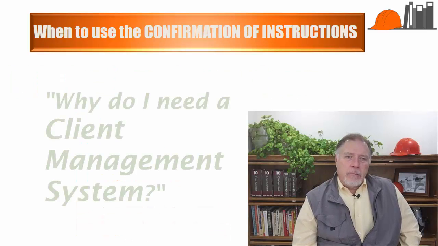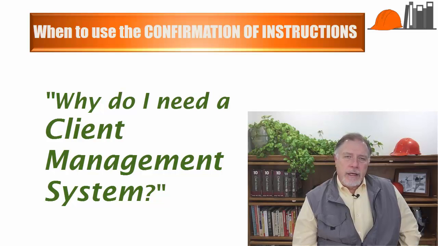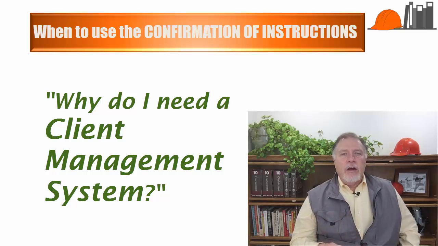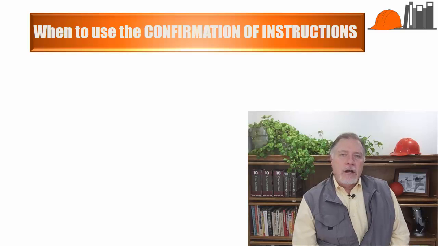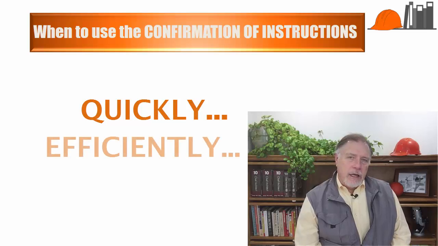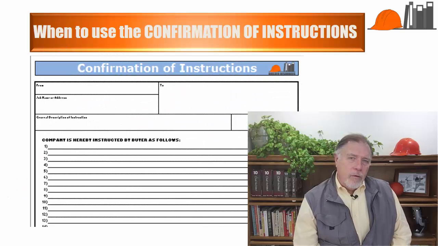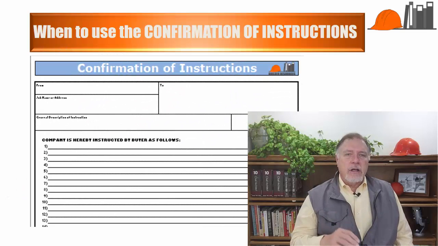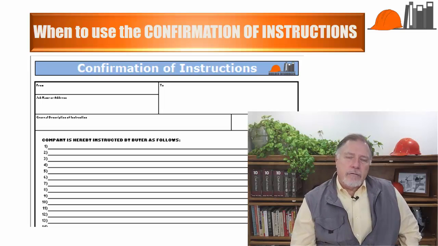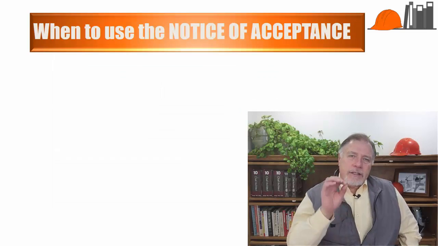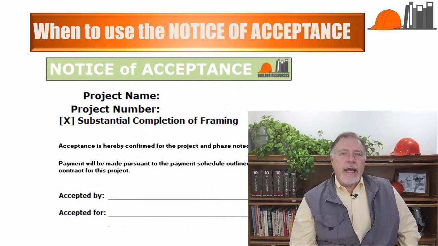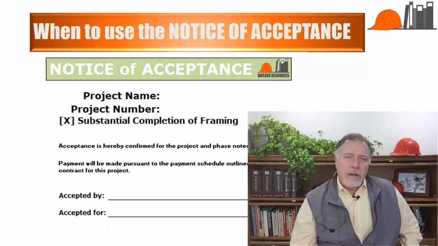Now, I can answer that question about why you need a system to manage your relationship with your clients. When you have 3 or 10 or 20 houses going at once, you're going to have to be able to respond to your clients quickly, efficiently, and appropriately, no matter what they request. If the client wants to add or change something about the house, you'll document that request by using the confirmation of instructions. To make certain that there are no lingering problems and to get the client to commit to paying a draw, you'll use the notice of acceptance.